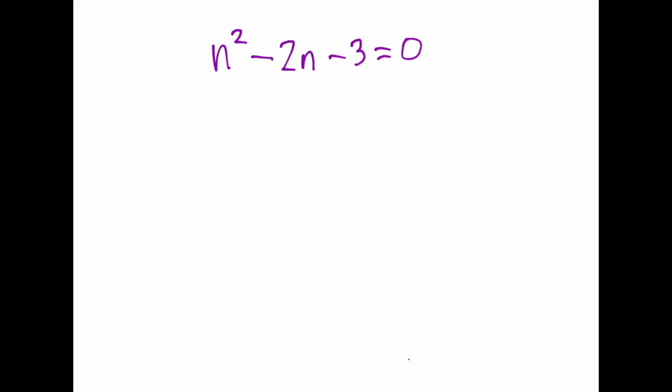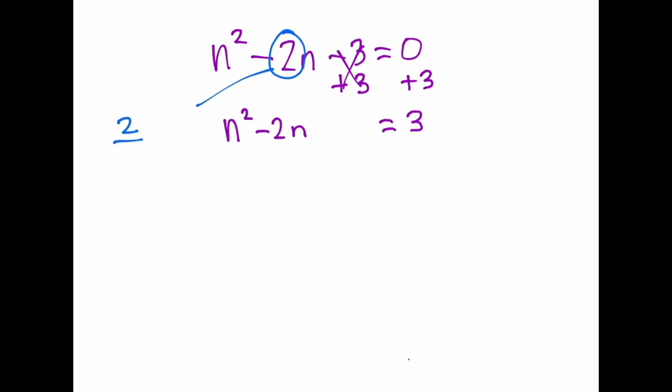Pause the video and try this next one on your own. When you're ready, hit play and we'll see how you did. The first step is to add 3 to both sides. That leaves us with n squared minus 2n, leave that space, and it equals 3. Now we're going to take half of this middle term, which is 2, divided by 2, and then we're going to square it. 2 divided by 2 is 1, so we're going to add 1 squared to both sides.